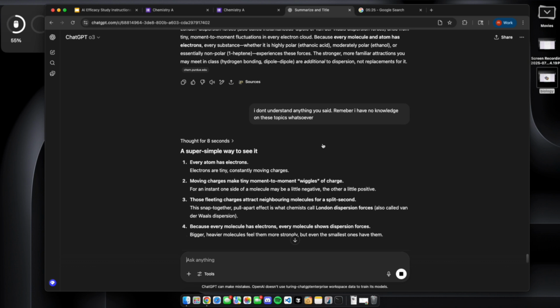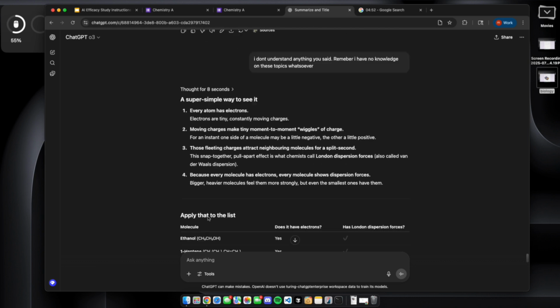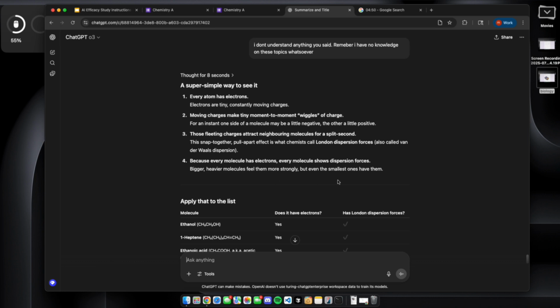Okay, every atom has electrons. Electrons are tiny, constantly moving charges. Moving charges make tiny moment-to-moment wiggles of charge. For an instant, one side of a molecule may be a little negative, the other a little positive. These fleeting charges attract neighboring molecules for a split second. This snap together, pull apart effect is what chemists call London dispersion forces, also called van der Waals dispersion. Because each molecule has electrons, each molecule shows dispersion forces. Bigger, heavier molecules feel them more strongly, but even the smallest ones have them.